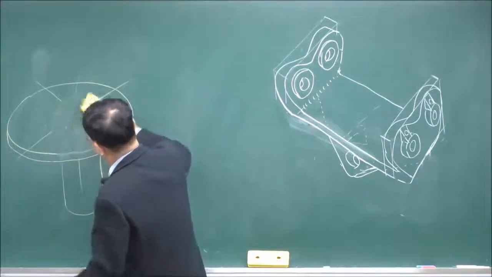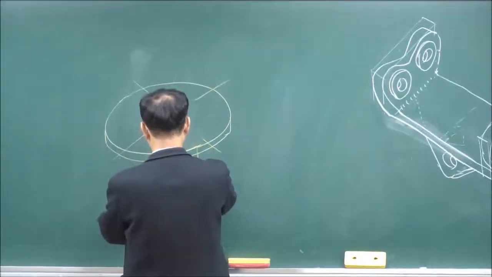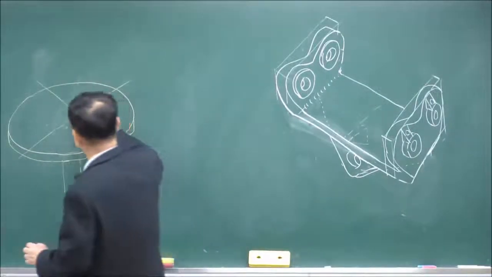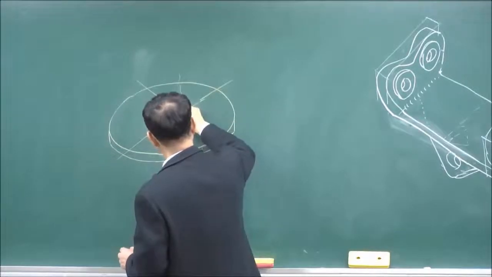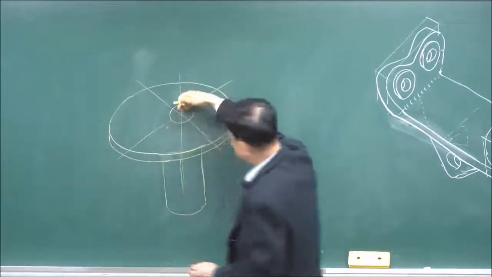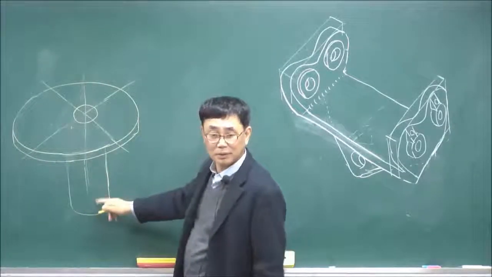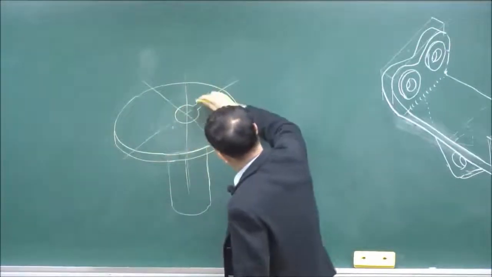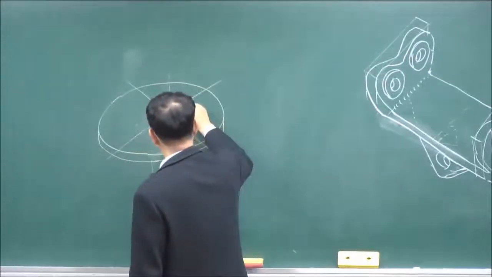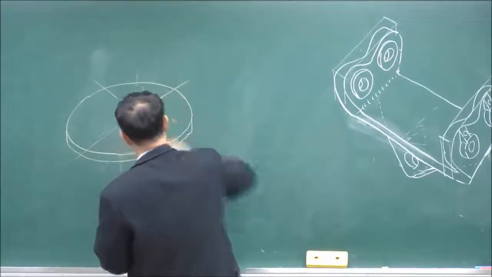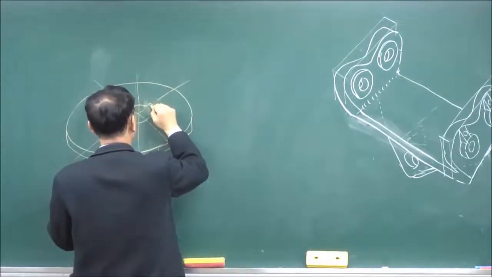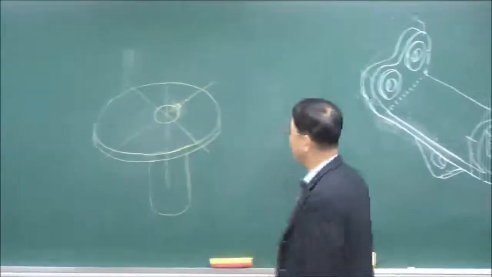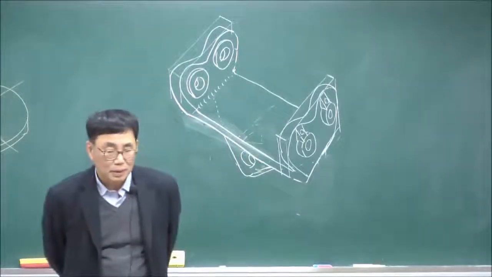So let's erase this. Right? And then there is a through hole in the center. So it has a through hole here. So the hole is going down through this object, and it has the key groove here. Okay, so this key groove is going down to the below. Okay, like this.